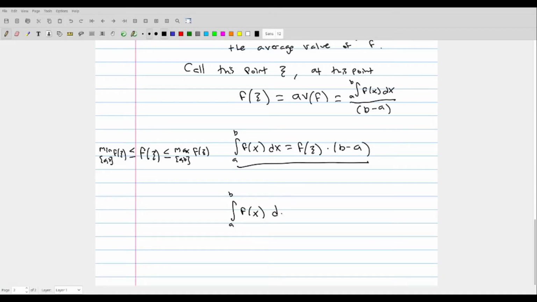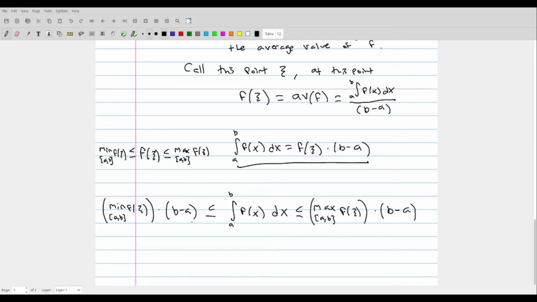So this integral will always be bounded above by the maximum value of the function on the interval from a to b times the length of the interval, and it'll always be bounded below by the minimum value of the function on the interval from a to b times the length of the interval. So this is kind of a powerful result.